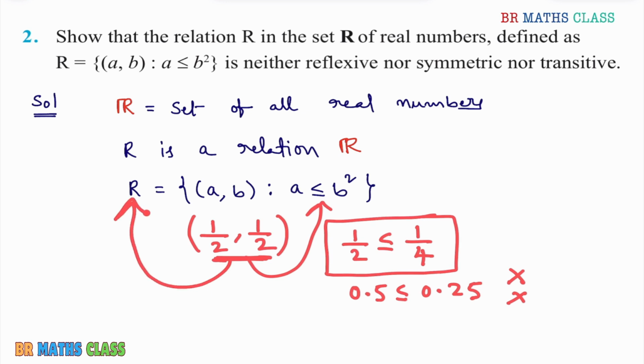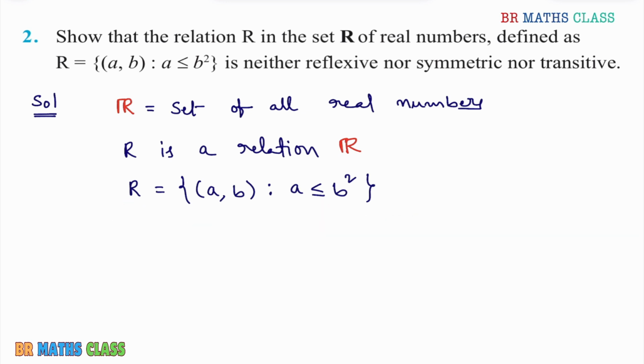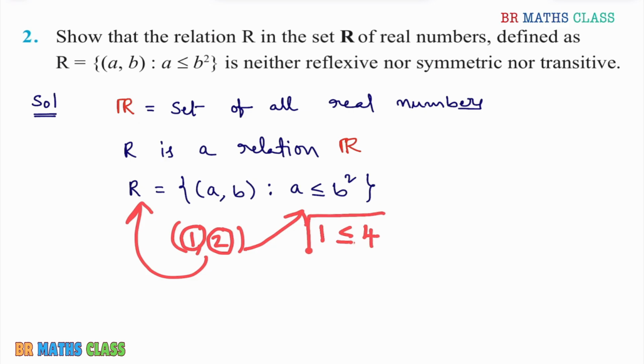I hope you are understanding, right? Suppose I take (1, 2). Does (1, 2) belong to this relation or not? First point, 1 is a real number, 2 is a real number. Yes, correct. Now for this ordered pair (1, 2) you need to check 1 is less than or equal to 2 square. 2 square is 4. Is it true? Yes, 1 is less than 4. It is true. As this is true, I can say that the ordered pair (1, 2) belongs to the relation.